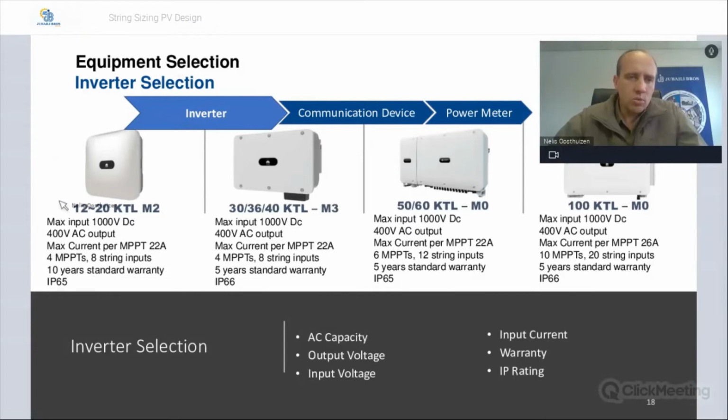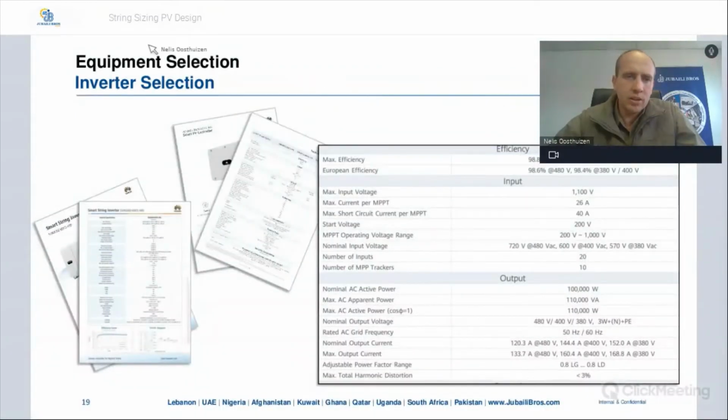So from Huawei's side, if you look at the small C&I inverters, you've got 12 to 20 kTL. Then small to mid-range is 30 to 40 kTL. Mid-range is 50 to 60, and then the 100 kTL is our most popular one in South Africa, and that's the one that's being sold most. Then moving on, again, looking at inverter selection.